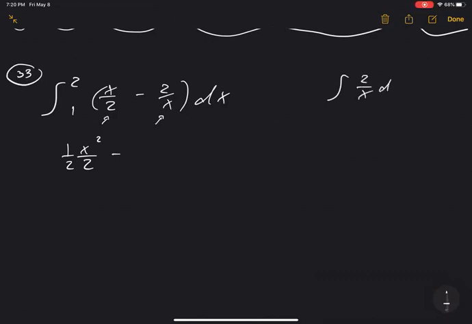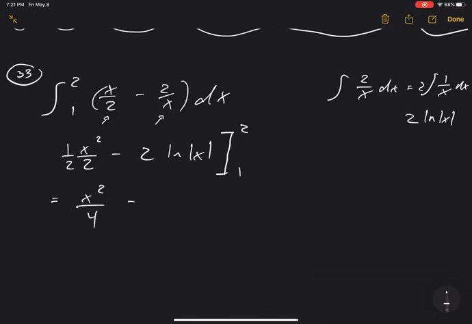2 over x dx is equal to 2 times the integral of 1 over x dx. The integral of 1 over x is ln x, and I got 2 out front. So this should be minus 2 ln absolute value of x. And then instead of having the plus c, since I'm doing a definite integral, I'm going to have from 2 to 1. Let's just simplify this a bit. I have x squared over 4 minus 2 ln x from 2 to 1.